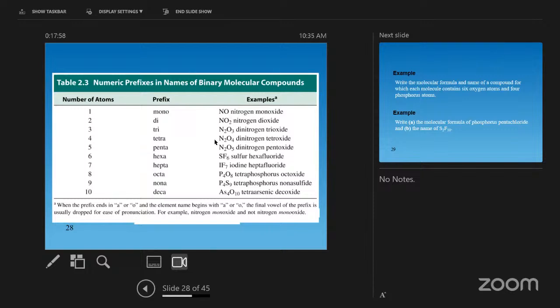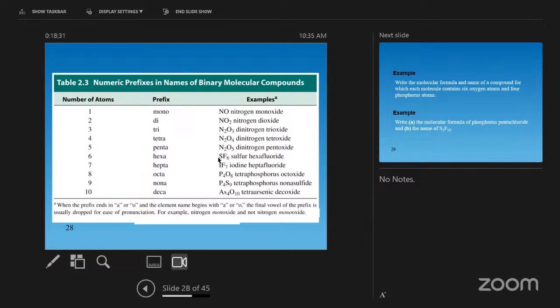in this compound, dinitrogen trioxide, di, because we have two nitrogens, right? So we use the prefix di for the nitrogen and then trioxide because we have three oxygens, right? Or this one, dinitrogen tetroxide, or this one, dinitrogen pentoxide, right? So as you can see, if you have more than one for the first element, you do need to use the prefixes. But if you have only one atom for the first element, no prefixes, all right?